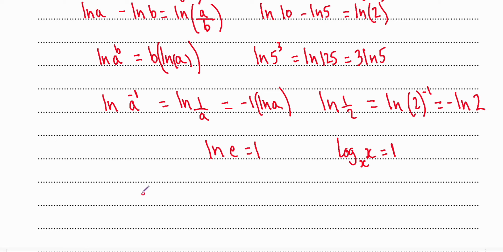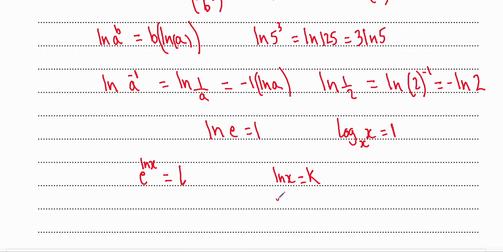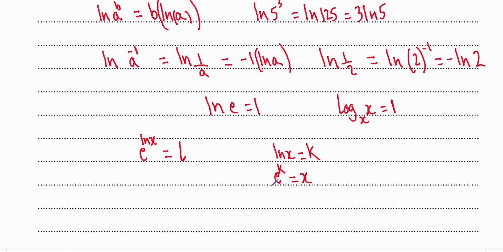Now, what if we have e to the power of ln x? What is that equal to? Well, let's call ln x, let's call it k, okay? So that means e to the power k is equal to x. Okay, so far so good. And if ln x is equal to k, that means we have e to the power of k is equal to x.